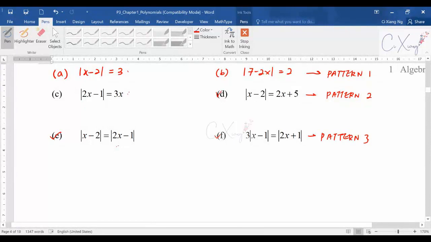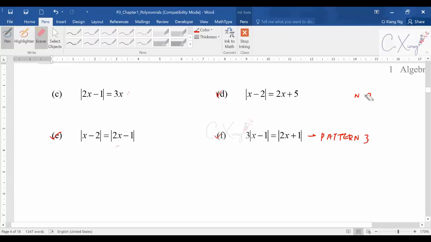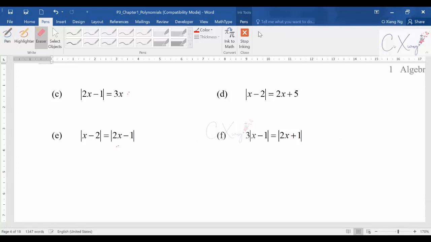We already discussed pattern number 1 just now, where we use the non-modulus form to solve the equation. To me, that is the easiest and the best method. Then what is the easiest method for C and D? Again, I will solve part C for you, then you try part D yourself. All right, so let us start.